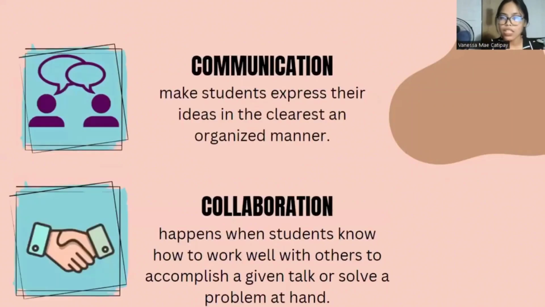The next one is communication. Communication makes students express their ideas in the clearest and most organized manner. Communication is through varied modes: face-to-face, technologically mediated, or a blended medium. They need to know how to efficiently and clearly convey ideas. The last one is collaboration. Collaboration happens when students know how to work well with others to accomplish a given task or solve a problem at hand. Collaboration teaches students that groups can create something bigger and better than they can on their own.